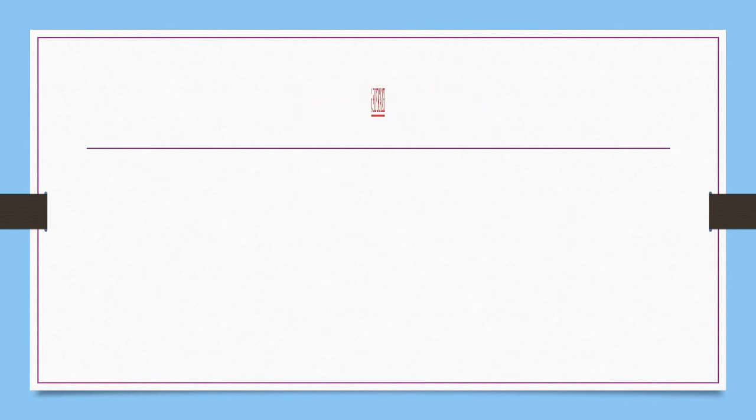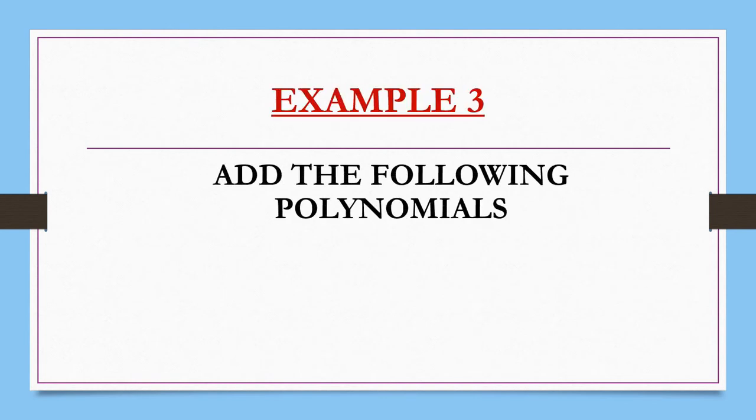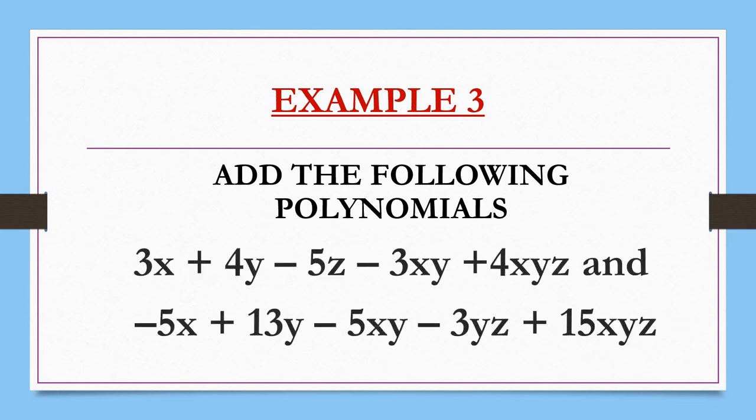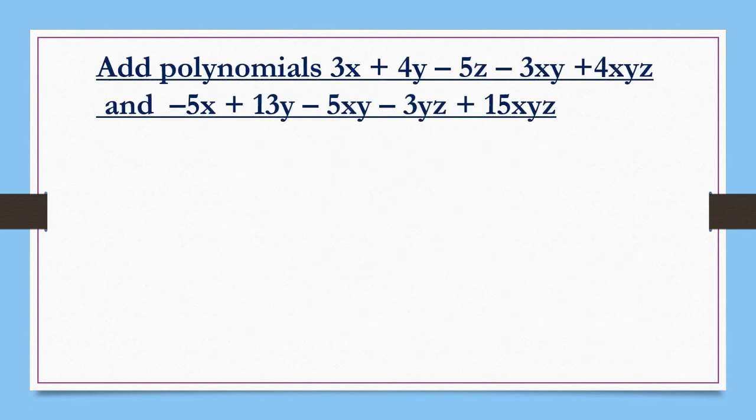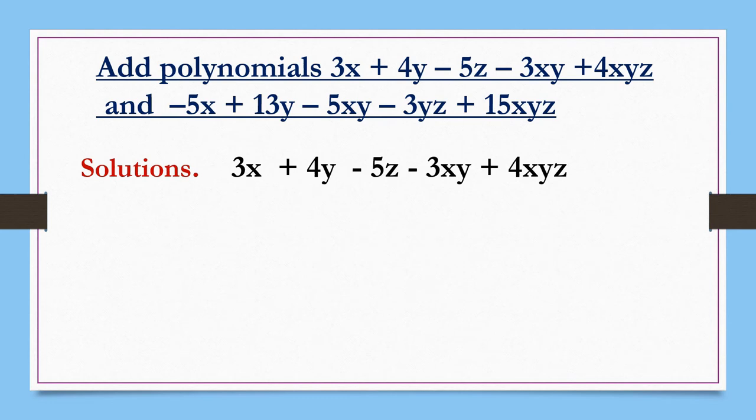This is our third example, and you can see here we have polynomials. The number of terms in this case is 1, 2, 3, 4, 5. We have 5 terms in the first algebraic expression, the polynomial, and 5 terms in the second also. So let's add these two polynomials. Now here I have to add this first polynomial, 3x plus 4y minus 5z minus 3xy plus 4xyz, to the next one, and see how I have arranged it.